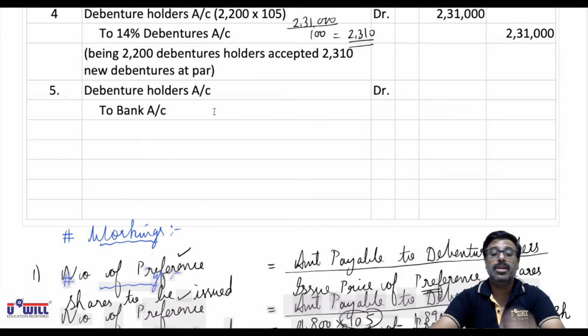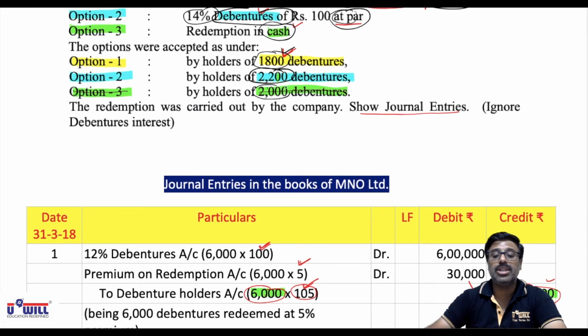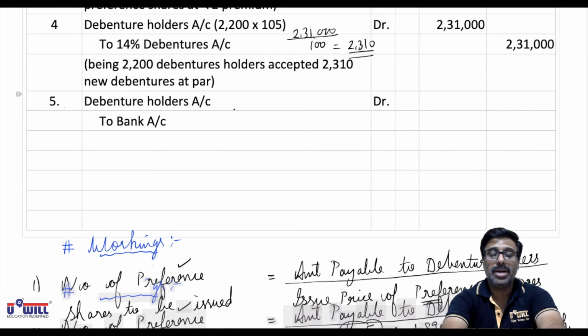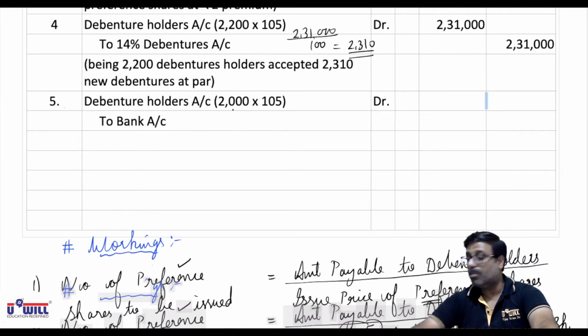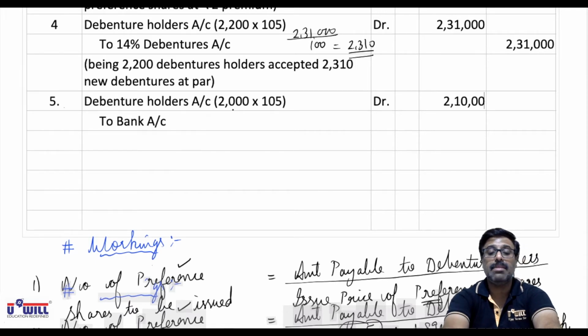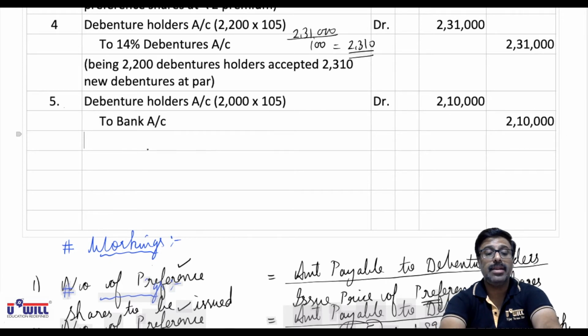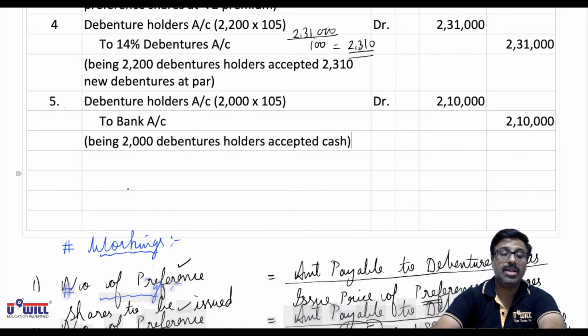Okay, bank is the giver, credit the giver, to bank account. Now exactly same way if I ask you what amount would be payable to 2000 debentures, then what will you say? 2000 into 105. Per debenture we have to pay 105 rupees, so 2000 into 105. What does that come to? We will have to pay 2,10,000 rupees. Same amount will come in bank account, 2,10,000. Here you'll simply write the narration being 2000 debenture holders accepted cash, and then we'll do the total, final total.